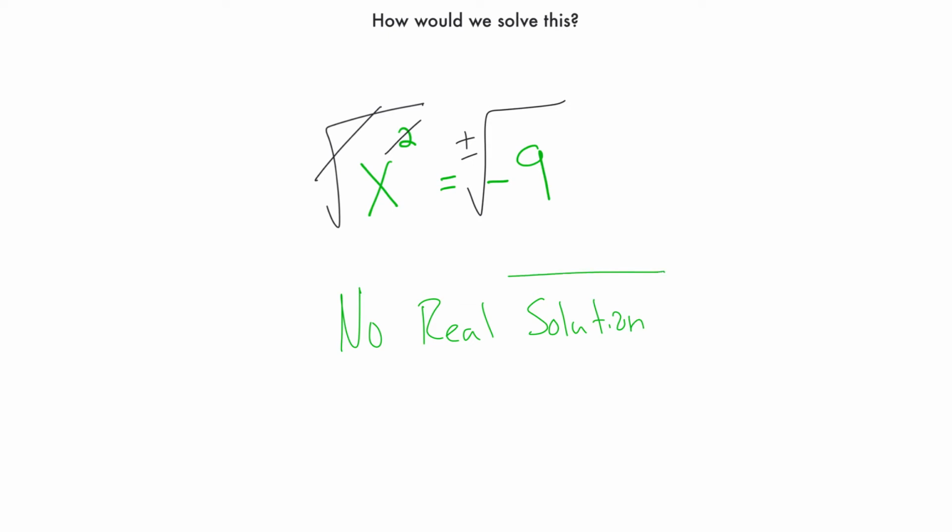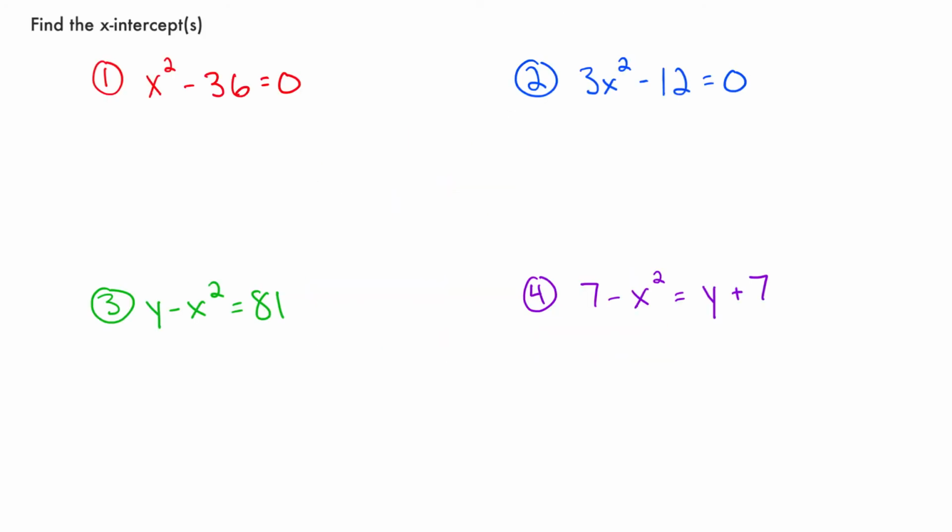Because it does have solutions, they are just not in what we would call the real space. So now that we've gotten that aside, where if you're square rooting a negative, you just say no real solutions. Now I'm going to show you how we do these algebraically.